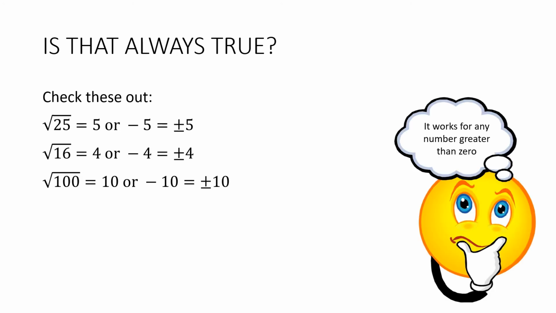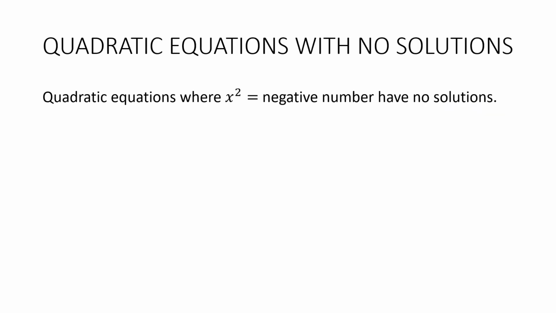So it works for any number greater than 0. And lastly, let's look at quadratic equations that don't have a solution. A quadratic equation where x squared is equal to a negative number has no solutions, like this one. So remember, we've got to take the squared over the other side, it becomes square root, and we need to find the square root of negative 1.